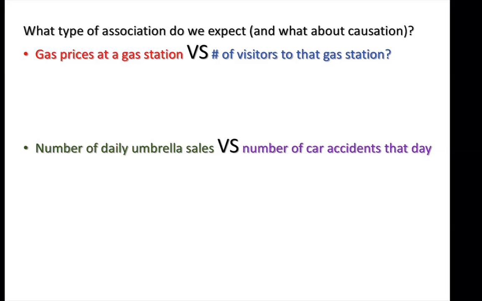What do you think? If I had data, what do you think that would look like? Would it be weak, strong, moderate? And would it be positive or negative? What do you think? So negative. Let me draw a picture real quick.